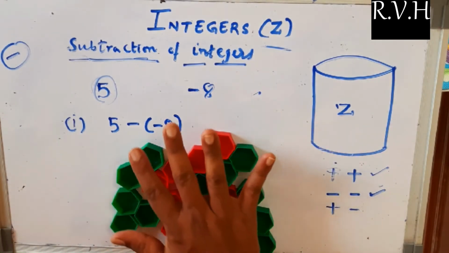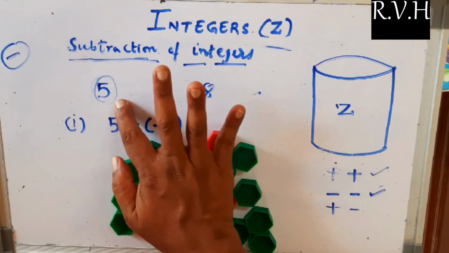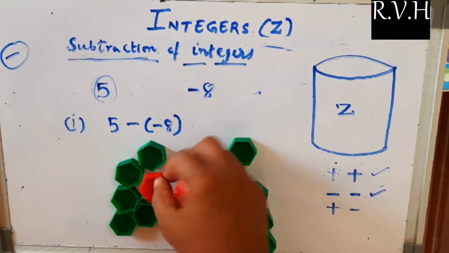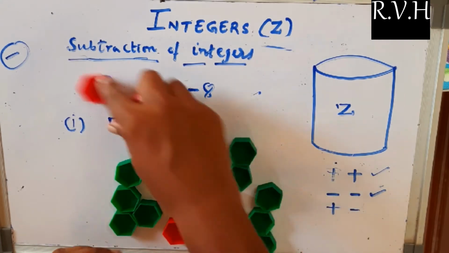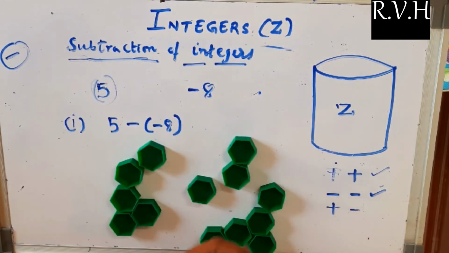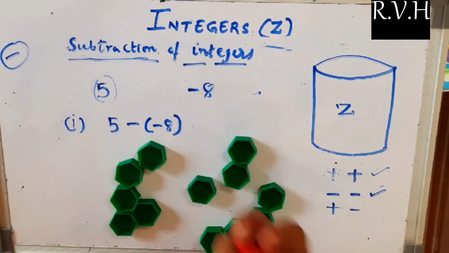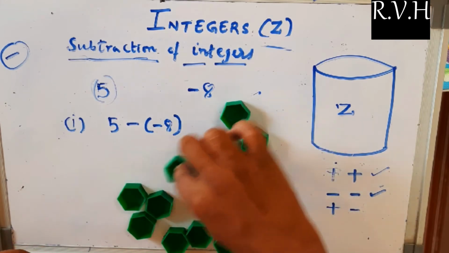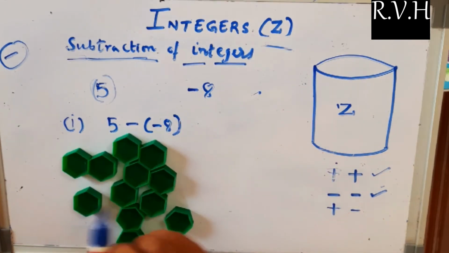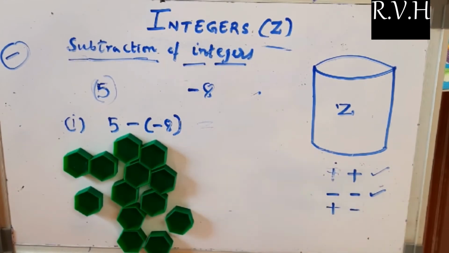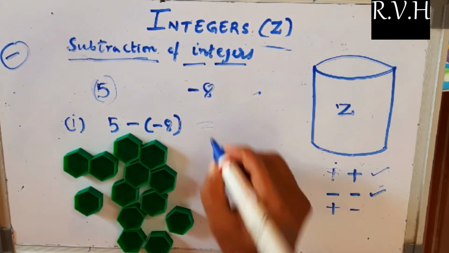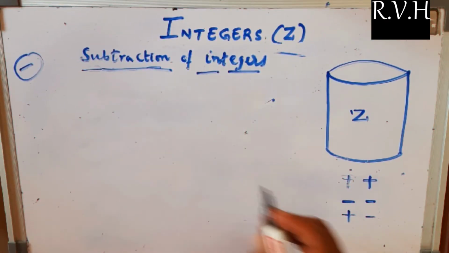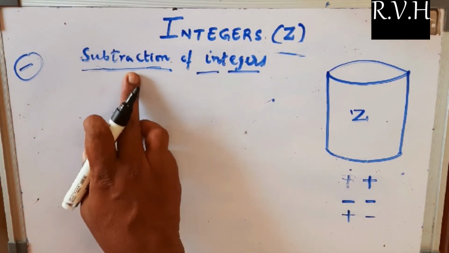So now from this 5 I am removing 8. 1 2 3 4 5 6 7 8, because minus 8 means I'm removing 8 red ones. So what I'm going to have is 2 4 6 8 10 13. The answer is 13. Okay, so the answer is 13. So this is right.